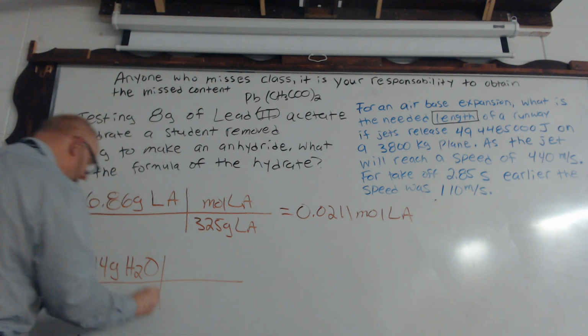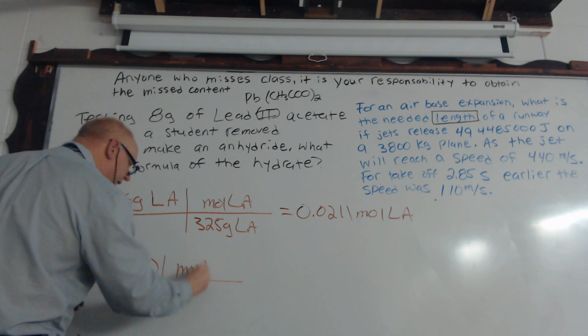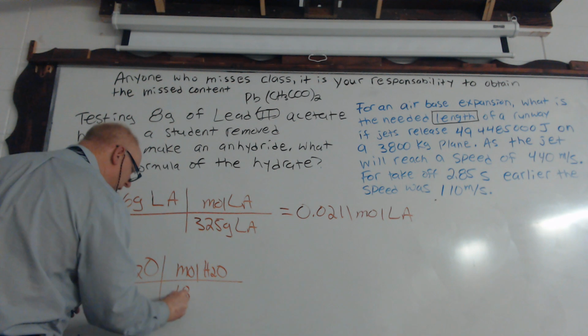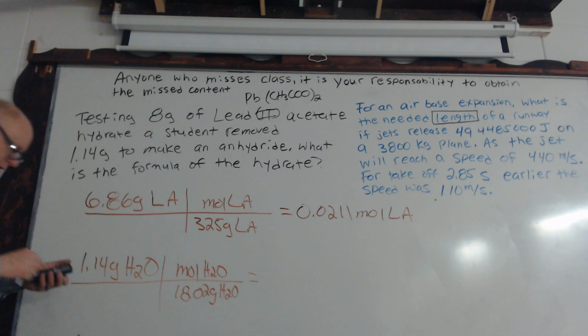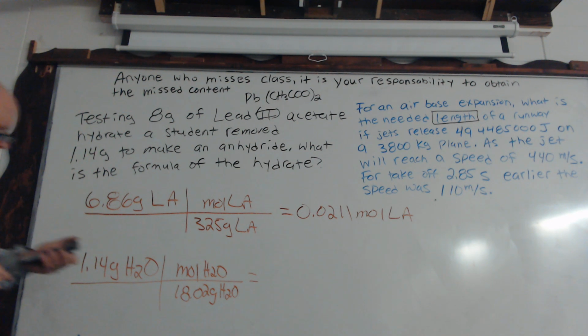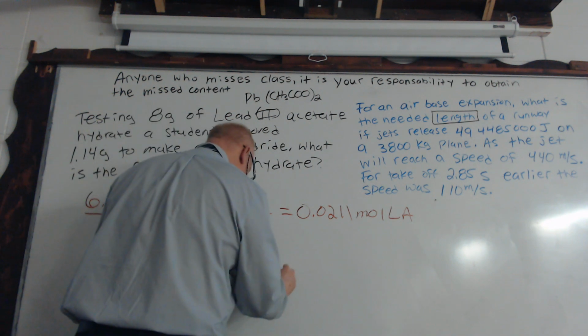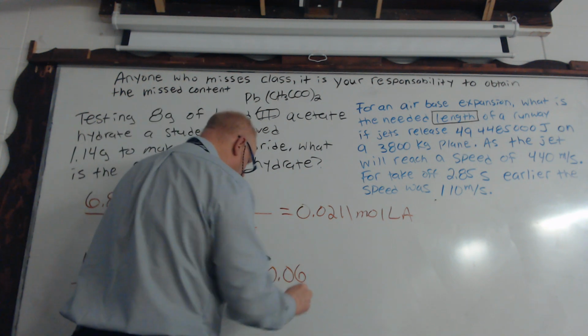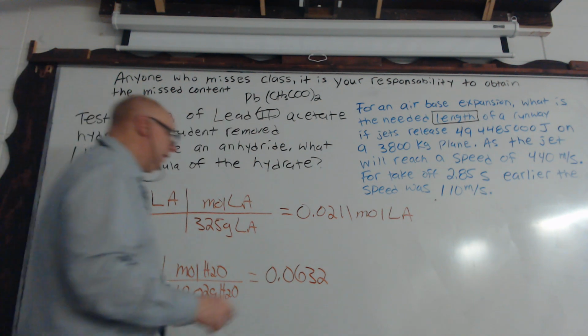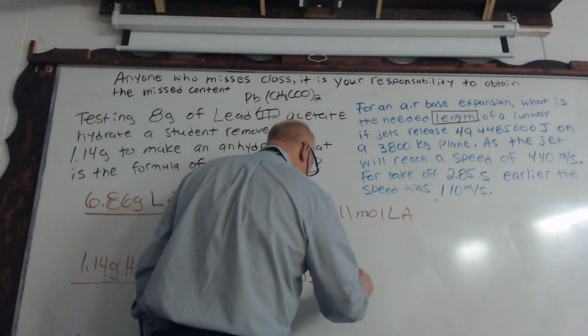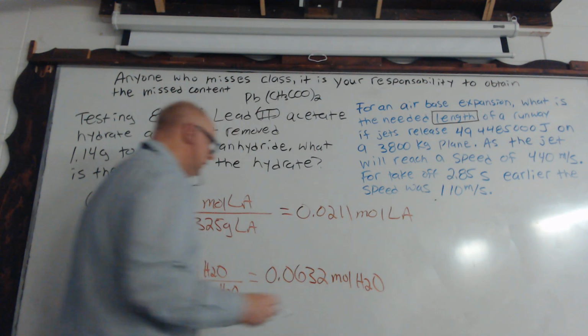For every mole of H2O, you get 18.02 grams of H2O. And then hopefully these come out to be really good numbers. 1.14 divided by 18.02. Okay, so 0.0632. Well, 3233. We'll see how that comes out. So moles of water.